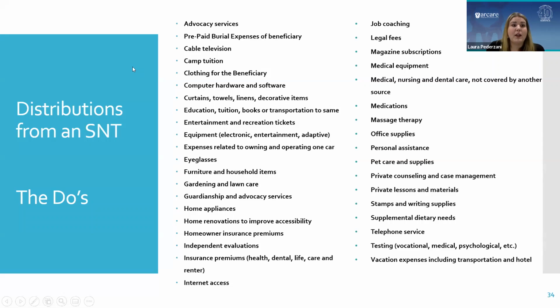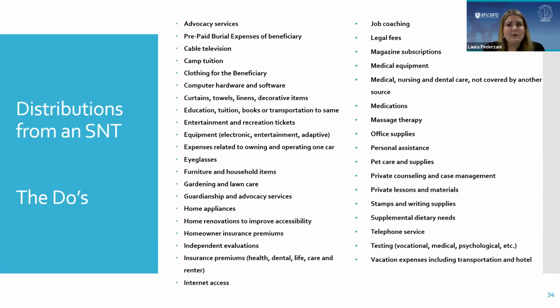So special needs trust, what can they be used for? Again, we talked about the qualified disability expenses for an ABLE account. It's a lot of the same types of distributions. This is not by any means an all-inclusive list, but this is a pretty good start. So cable, camp tuition, clothing, household items, furniture, internet access. Right now, internet is not considered a utility, so that is an extra thing that can be paid for out of the trust.